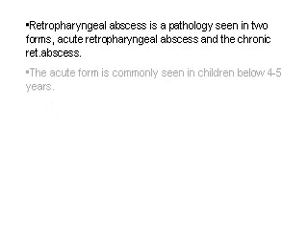Retropharyngeal abscess is a pathology seen in two forms: the acute and the chronic. The acute form is commonly seen in children below 4 to 5 years of age. We do know that in the spaces of Gillette are tiny lymph nodes that disappear by about 5 years of age, and it is the involvement of these lymph nodes that cause the abscess to form in children below 4 to 5 years.